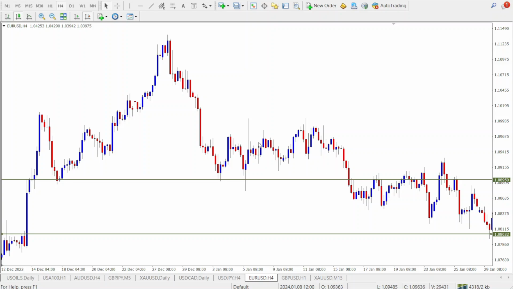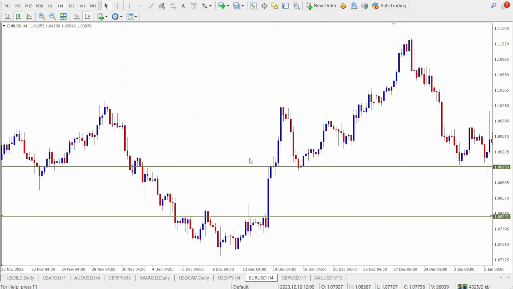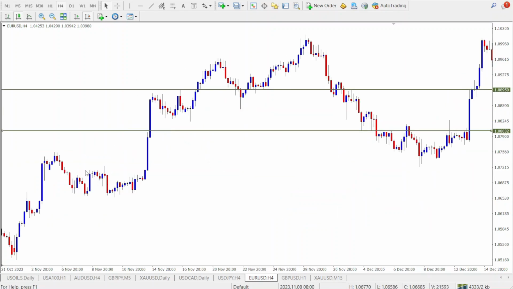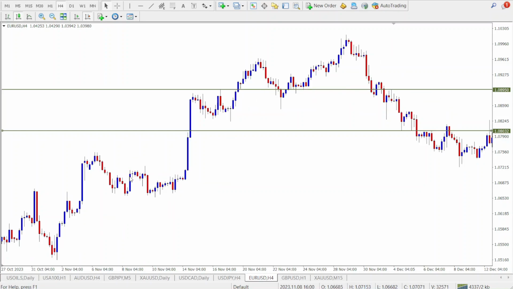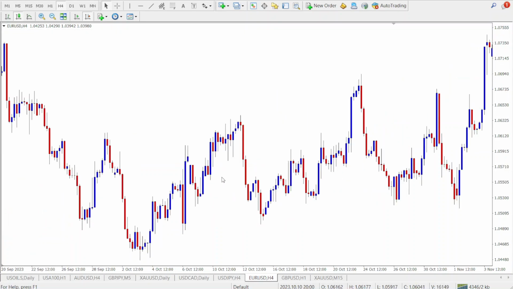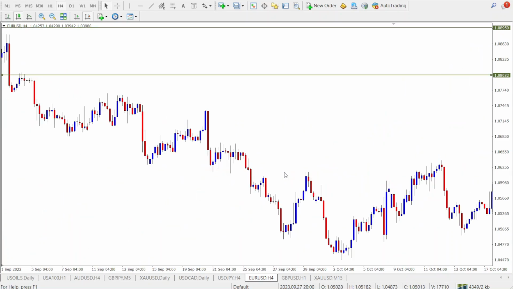Then the engulfing is a candlestick pattern in which a large candle completely engulfs the previous candle, signaling a momentum shift. You can see how this sell candle engulfed this bullish candle. This is what we call a bearish engulfing. We also have a bullish engulfing, where the bullish candle engulfs the previous candle.